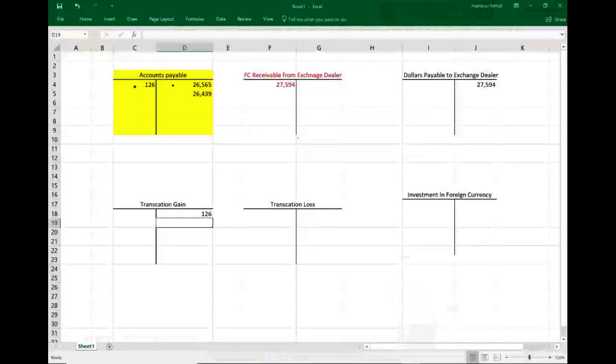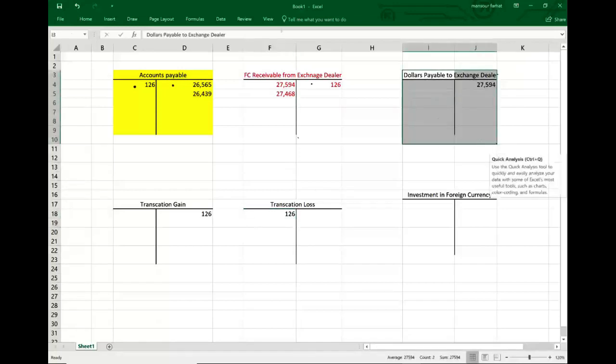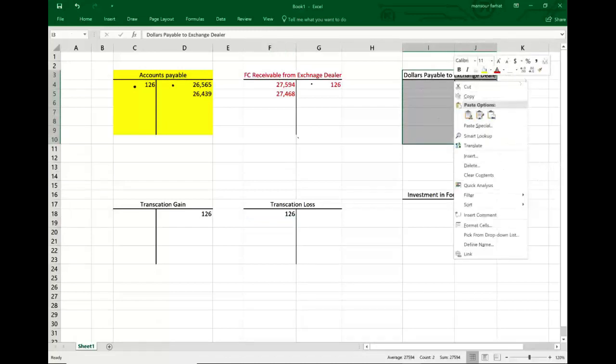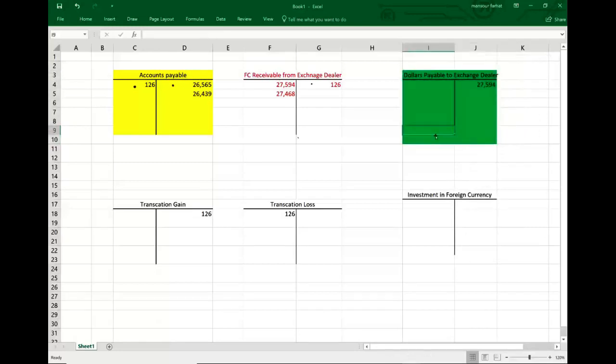Why? Because they're thinking about April 1st. They don't know what's going to happen on April 1st. Therefore, on that date, I credit my receivable 126. Now the balance in my receivable is 27,468, and I debit a loss of 126. Notice, I am not going to touch this. I don't touch this till the end, because this is basically a fixed figure. This is the dollar payable to the exchange dealer. This is how much I have to pay. You don't adjust this when you have a payable. Listen to me, you don't adjust this when you have a payable.